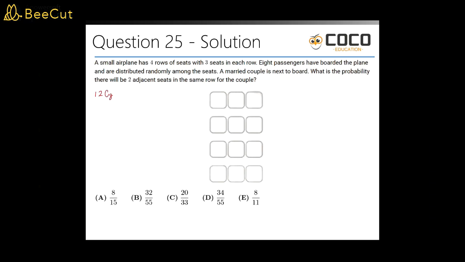So we choose 8 seats out of the 12 for the 8 passengers. Now 12C8 is the same as 12C4. So we work out the value. This equals 495. That's the total. Now this question will be easier if we check the opposite, the exceptions where the married couple is not able to sit next to each other.